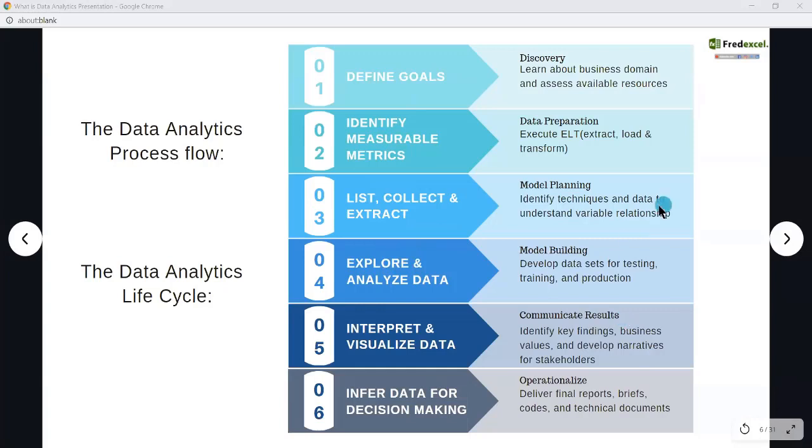Now, when it comes to the life cycle, definitely you need to discover, learn about the business domain and assess available resources. Then data preparation: when you talk about ELT, you have to extract, load, and transform. Then we come to model planning, that is identifying the techniques we will use to analyze or define the data, and understanding the variable relationships. Then model building: develop data sets for testing, training, and production. Then communicate results: identify key findings, business values, and develop narratives for stakeholders. Then we come to operationalize, where we deliver final reports, briefs, code, and technical documents.